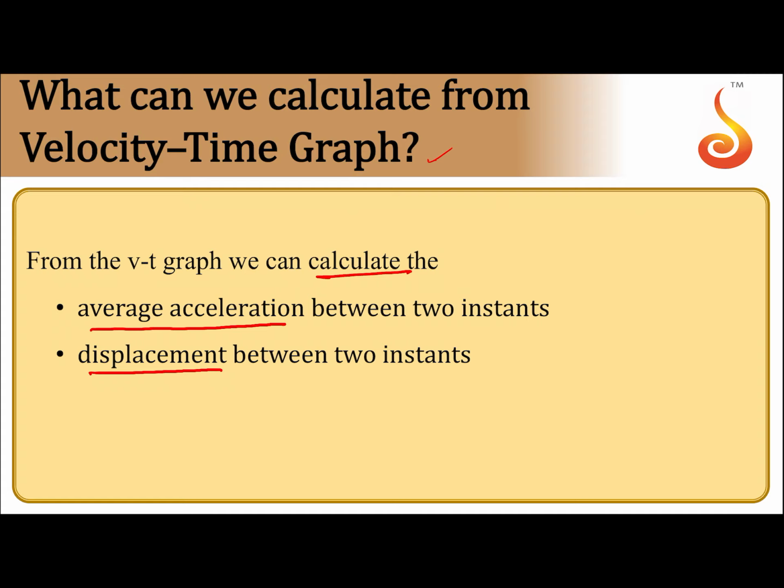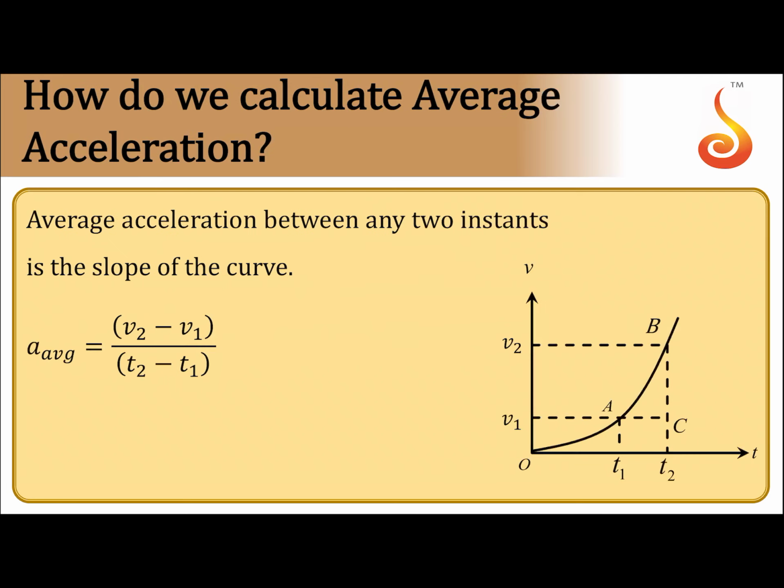Let us see something more. How to calculate the average acceleration? Now the velocity time graph is like this. Let's assume that this is the velocity time graph. So at instant time t1 the velocity is v1, and at an instant time t2 the velocity is v2.